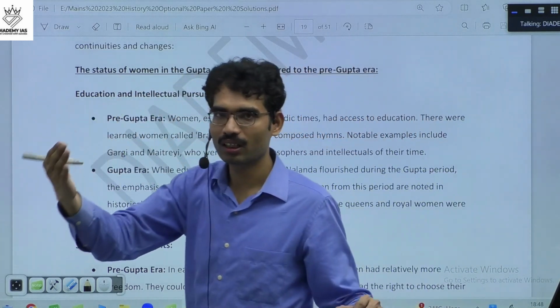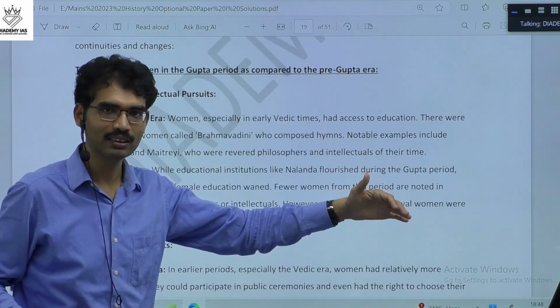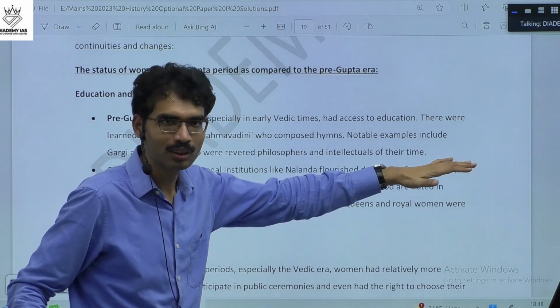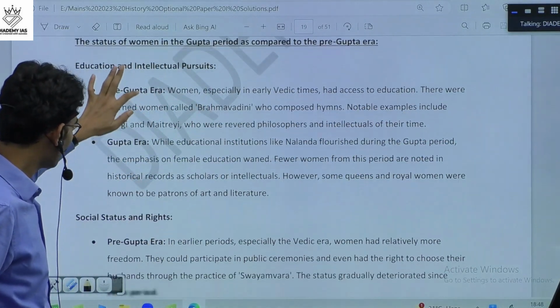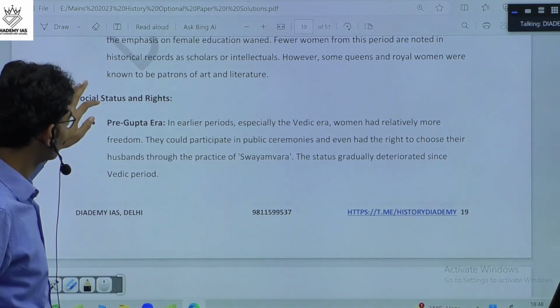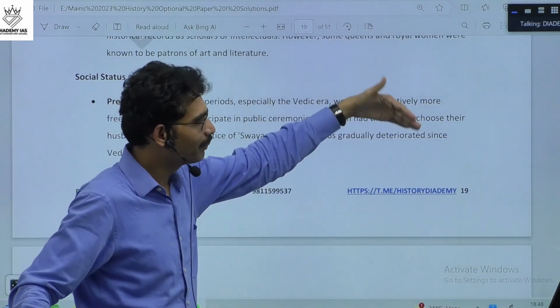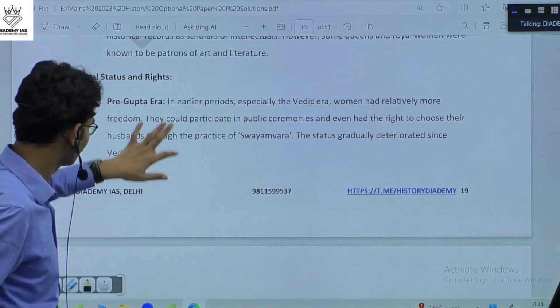Then before Gupta, how was the more liberal one in the Vedic time period till the Gupta time period? That liberality will come down. By the Gupta time period, more restrictions will emerge in social status and rights. So just before Gupta, in simple terms, liberal in the first part, rigid in the second part.